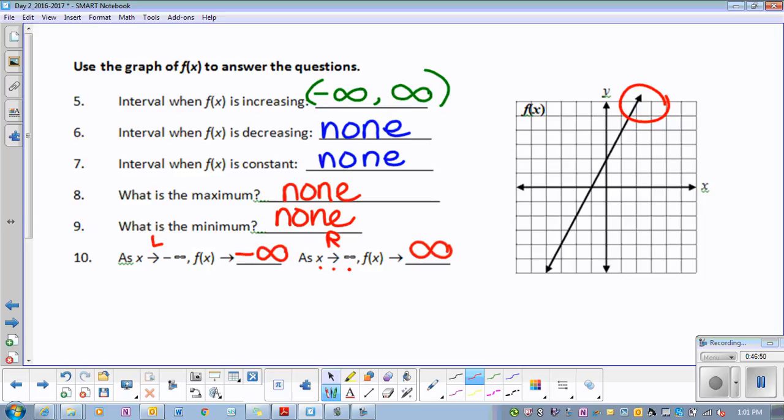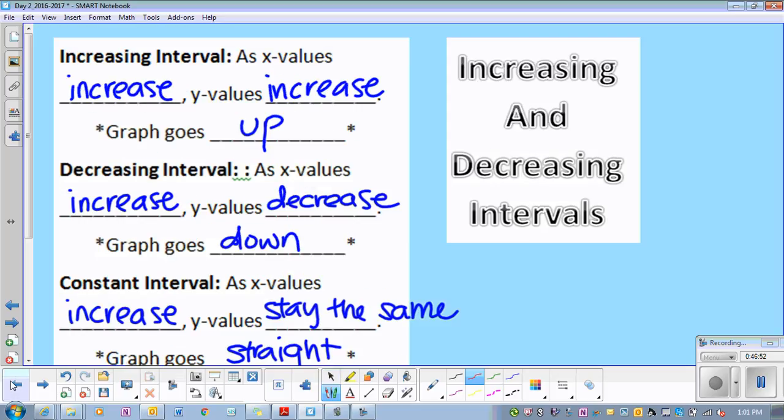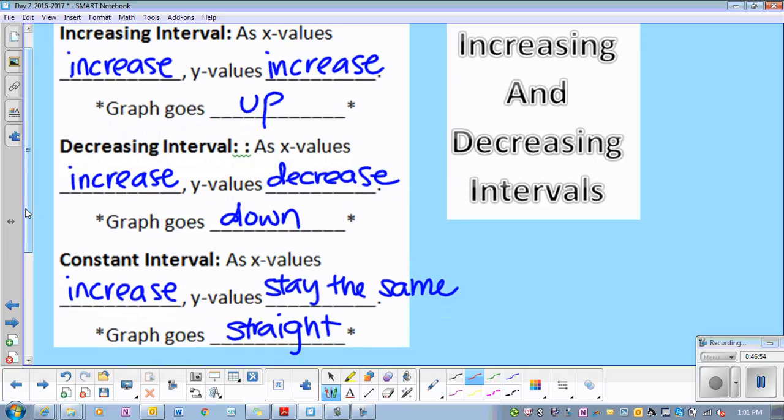All right. Can you guys go back to your purple foldable, right? To your increasing and decreasing intervals? Can we make a little note somewhere?